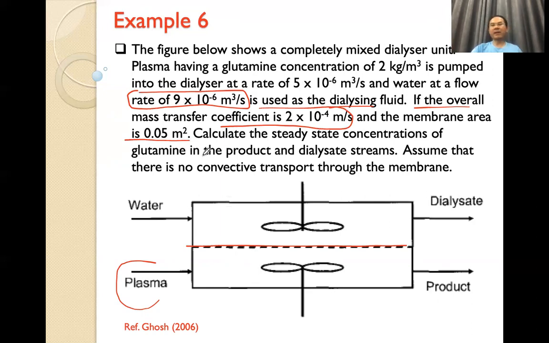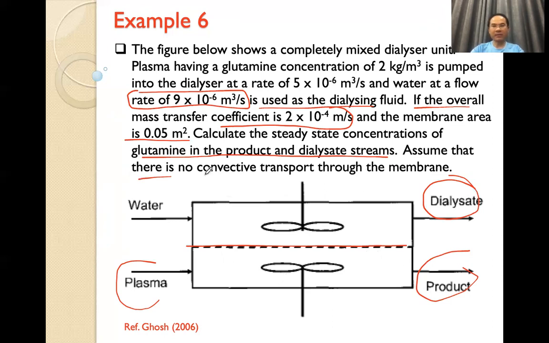The question is to calculate the steady state concentration of glutamine in the product and dialysate. What is the glutamine concentration in the product? We feed plasma with glutamine, and what is the concentration in the dialysate? For this case, the objective is to separate some solute from the plasma into the water, with the product remaining in the plasma itself.